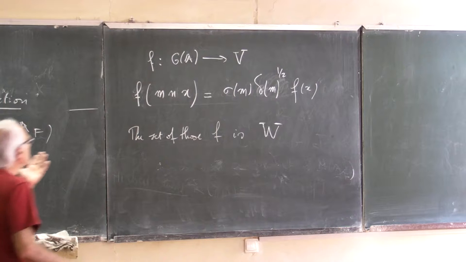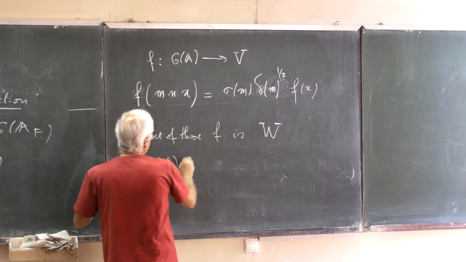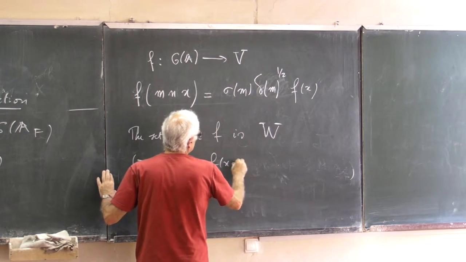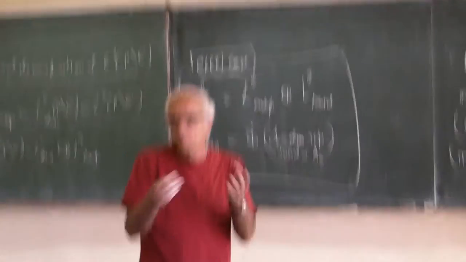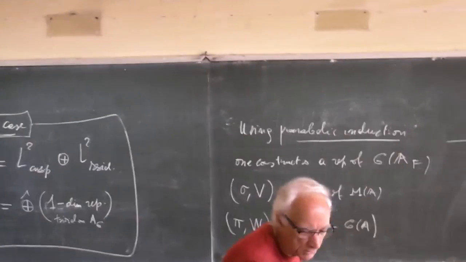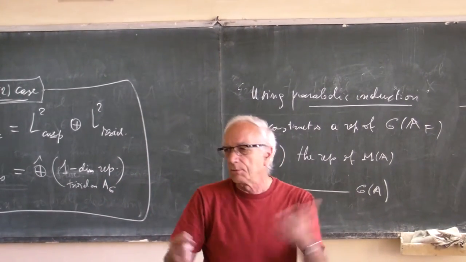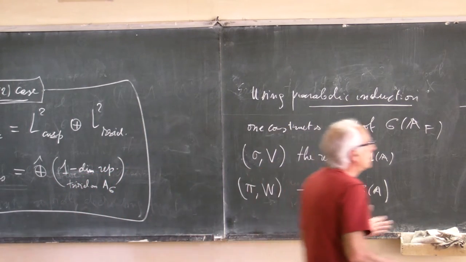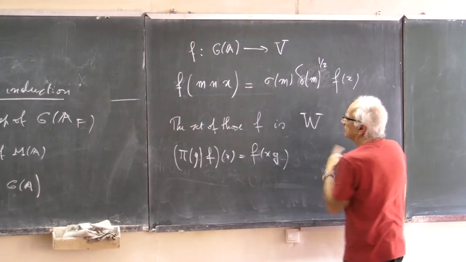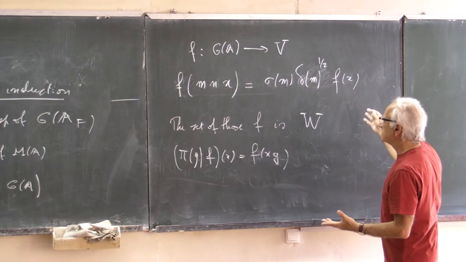And the representation of g, say f at the point x, is simply f of x g, just the right translation. So that's the induced procedure up to a small translation by the square root of the modulus. If you write it in terms of the root system, you see the sum of the positive roots. This shows up since the parabolics of roots are not in modulus. Okay, so that's the induction.